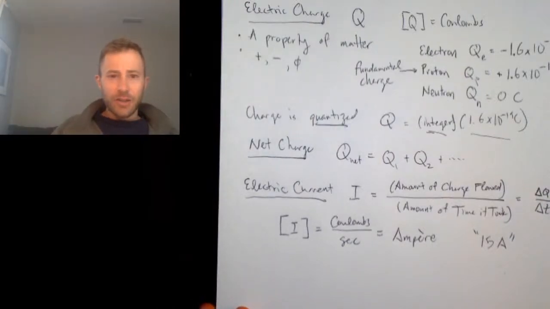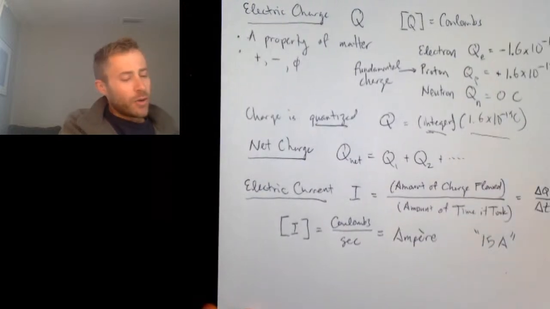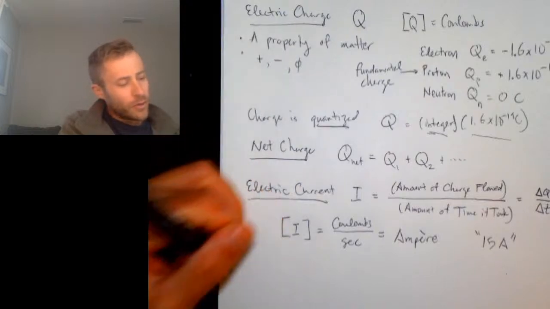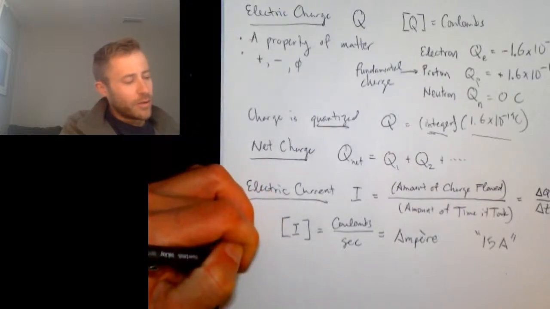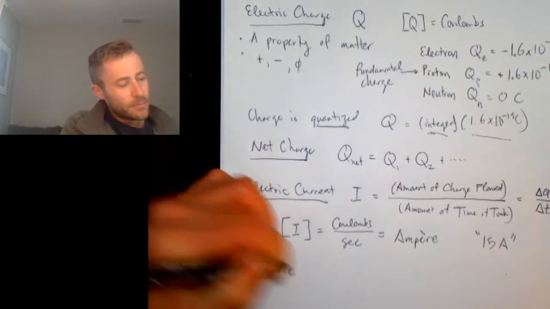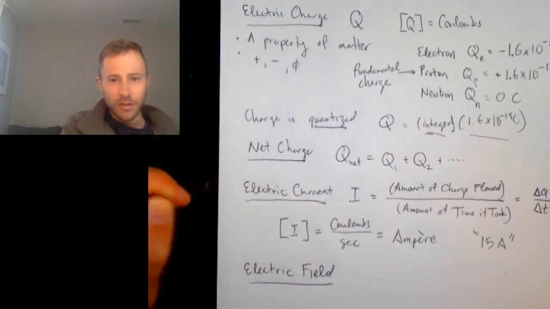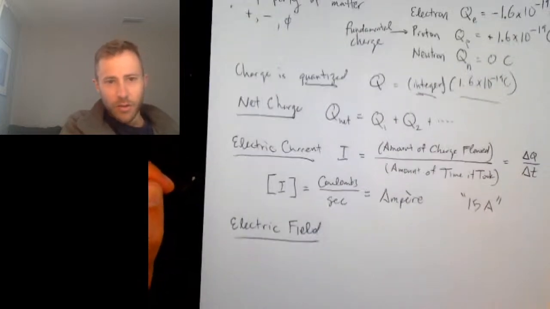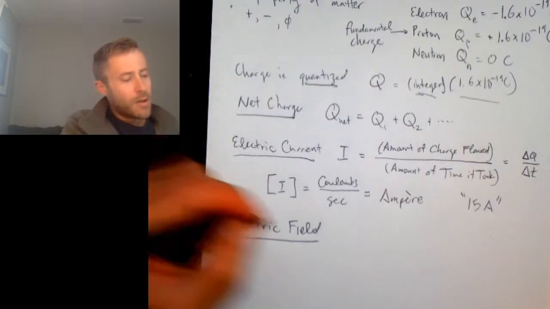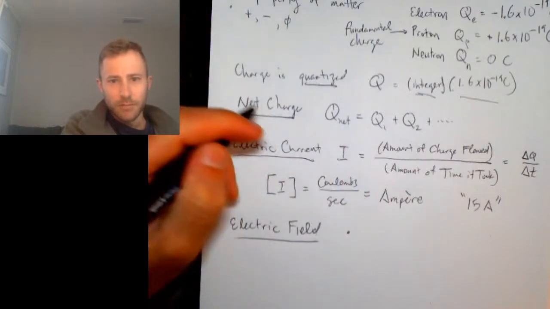So that is electric charge and electric current. Really what I wanted to talk about today is something called the electric field. This is a really abstract concept, so let me just describe what the electric field does.